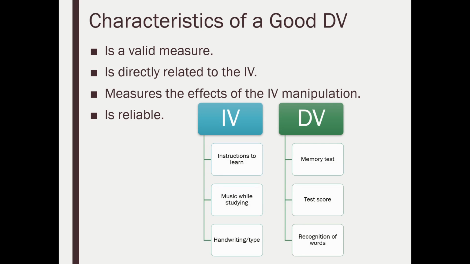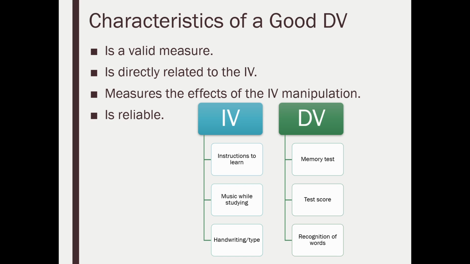So I just thought I'd give you some examples of independent variables related to dependent variables. For example, instructions to learn or not, that should be a good manipulation to be assessed through a memory test. Having music present while you're studying or not, that should be a good manipulation to be assessed through a test score on whatever they were studying. An independent variable where the material is presented in handwriting versus in typewriting, a good dependent variable would be accuracy of recognizing the words that were conveyed.